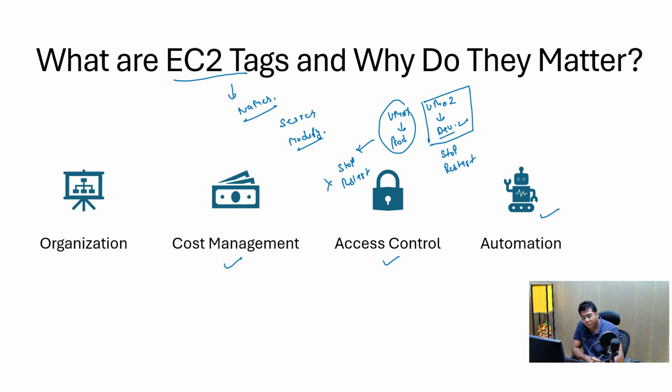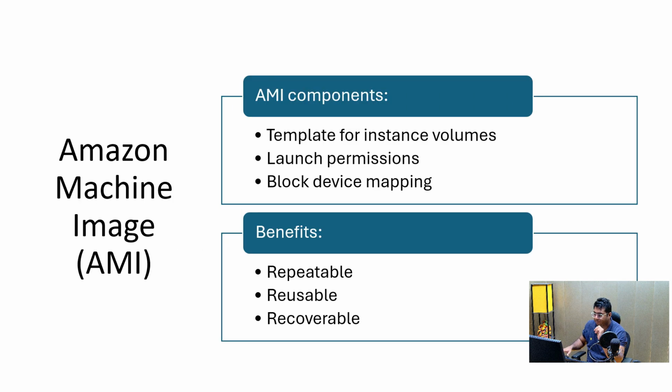At the end, you can use these tags for automation as well. For example, we have AWS Lambda or auto scaling that act based on these tags. Don't worry if you are just overwhelmed with a lot of information as of now. We are going to do a lot of practicals. I'm going to prepare a video on almost every point that I'm discussing here.